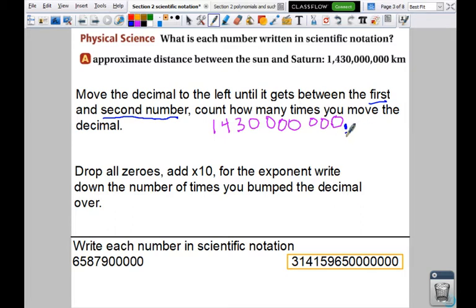So I need to go over 1, 2, 3, 4, 5, 6, 7, 8, 9. I'm going to move my decimal over 9 times. And I'm going to write that 9 down so I don't forget it. Okay, now that I've moved my decimal over here, I'm going to drop all the zeros at the end. So all these empty zeros over here, I'm just going to drop them. And I'm going to have 1.43.